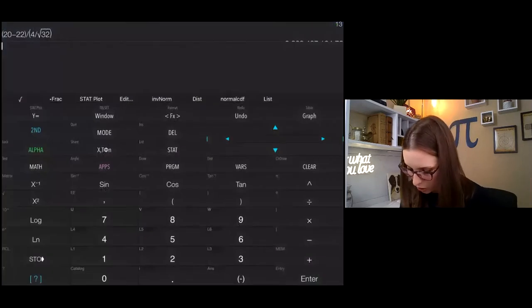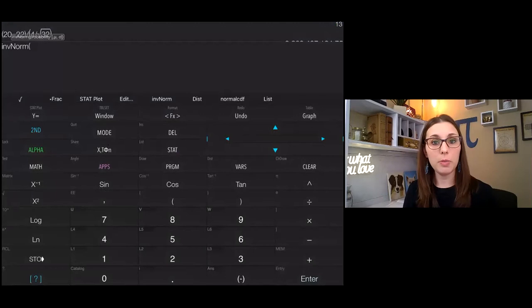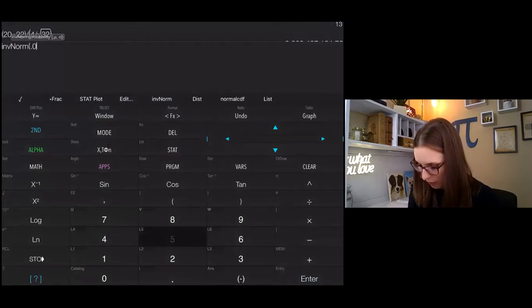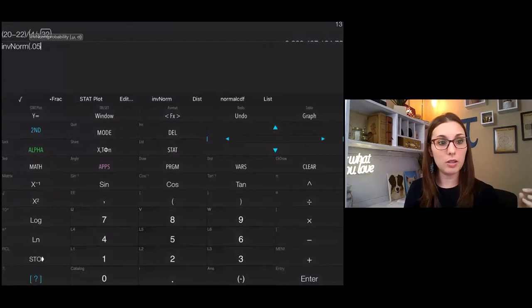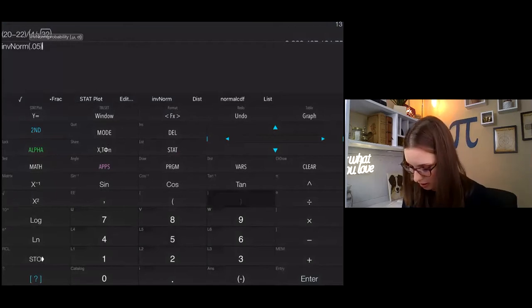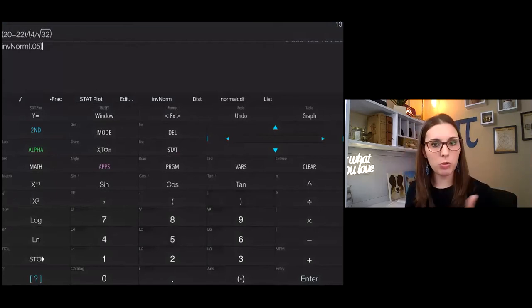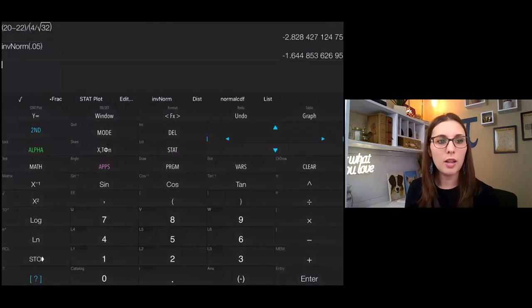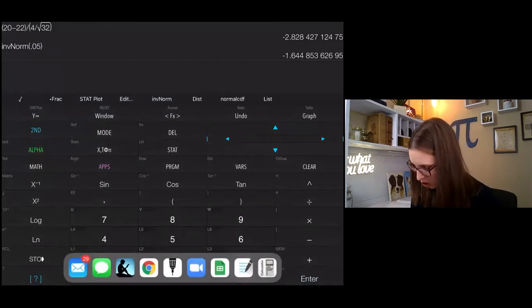I am going to use inverse norm because I have the area. So I need the inverse of the area. I need the z-score. And I can type in 0.05 because that's the area to the left. And I don't need to put 0 and 1 because it's going to assume that it's standardized. And we get negative 1.645-ish.